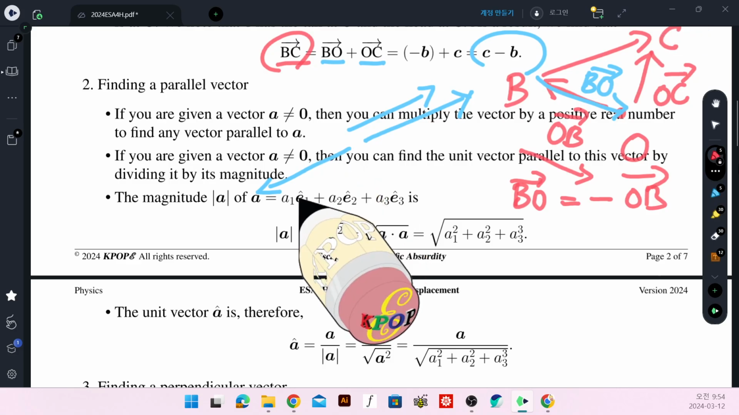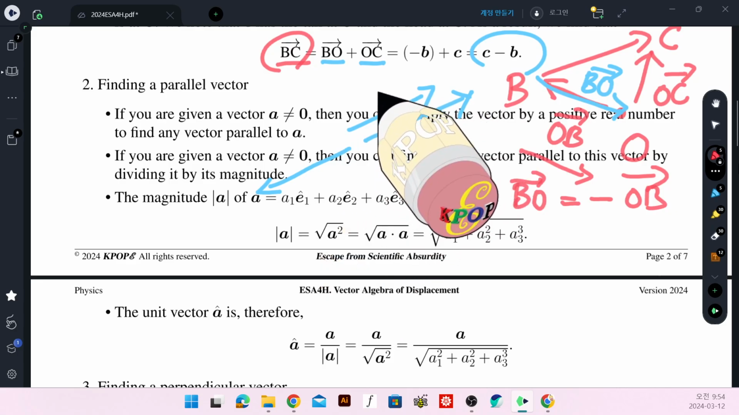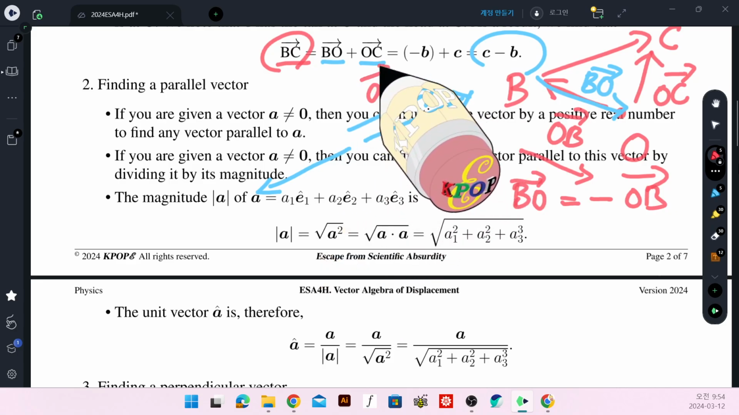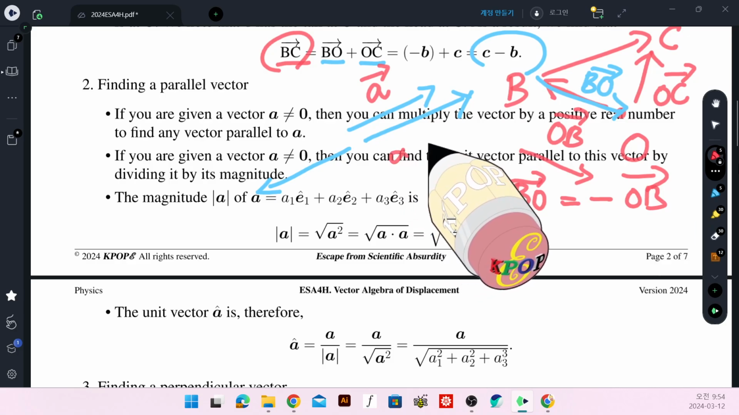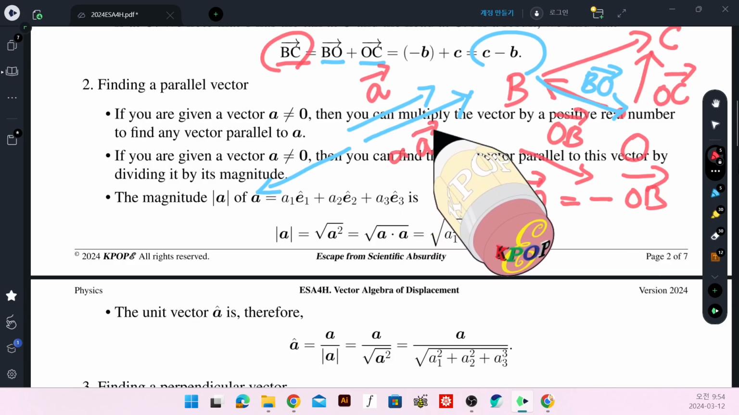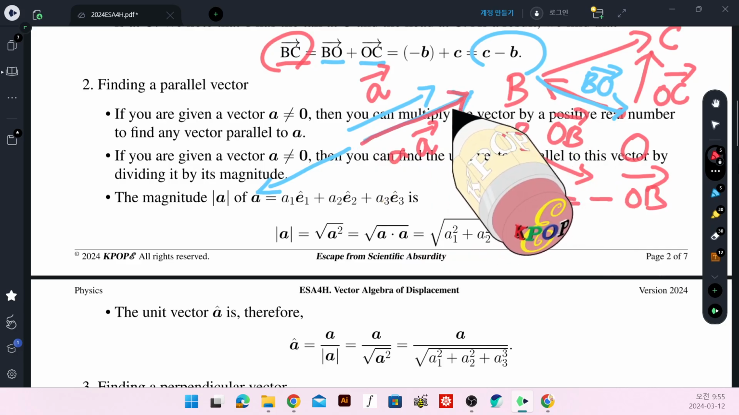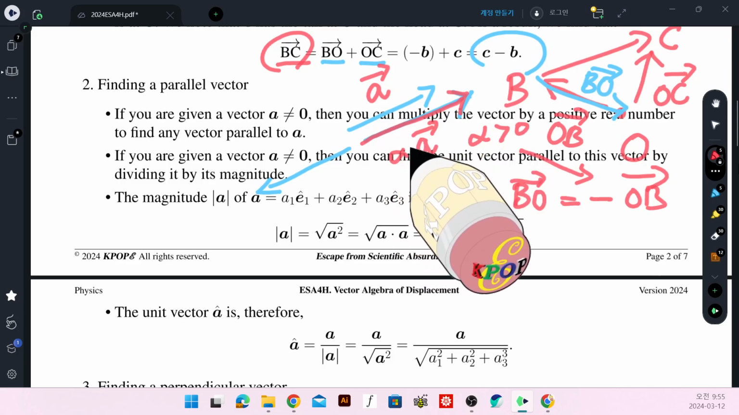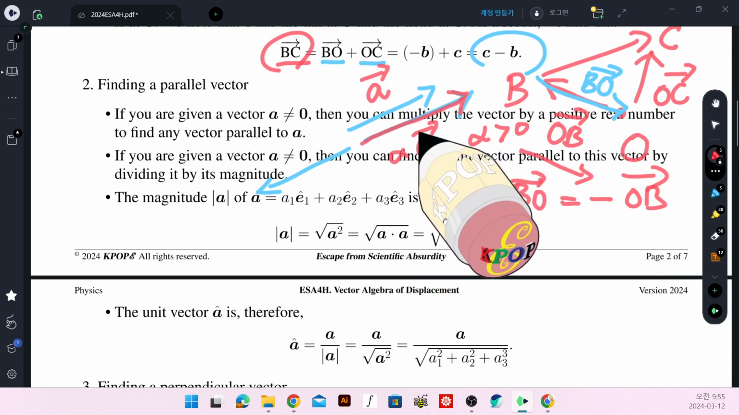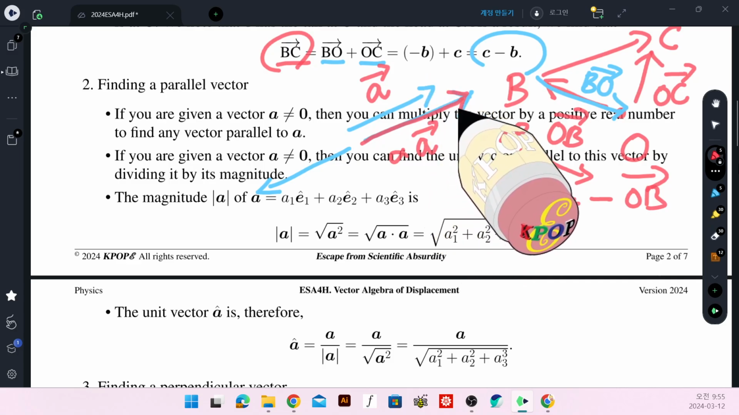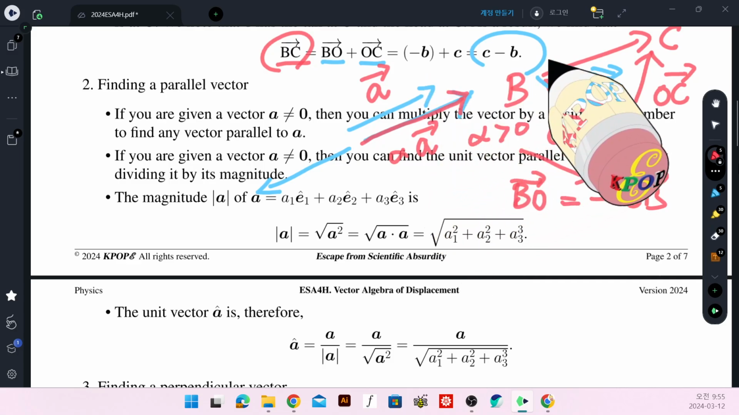If the scalar alpha is positive, the resultant vector, if I multiply alpha to A, is parallel to A. If the magnitude of alpha is greater than 1, the length should be greater than that of A.